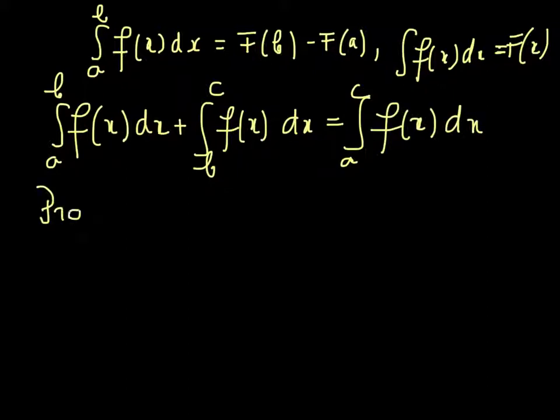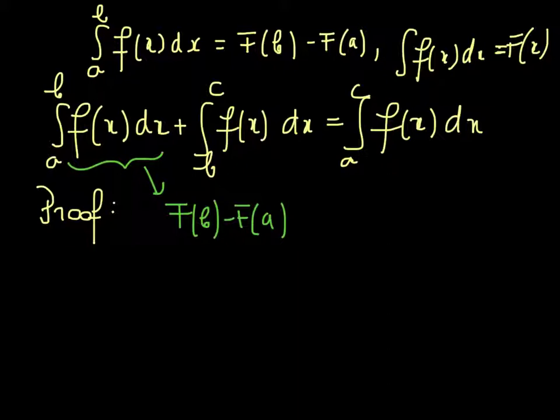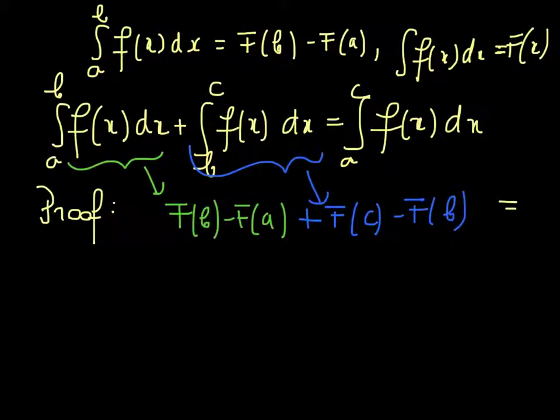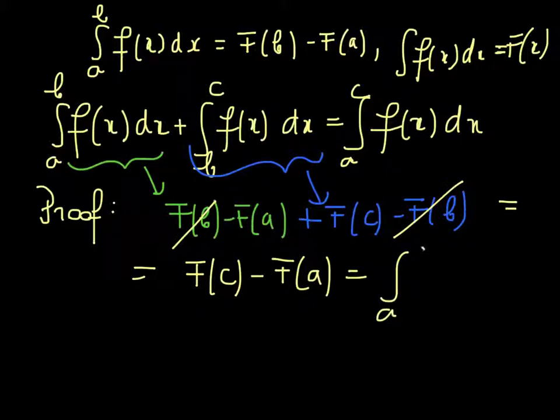Proof. As you can see, the first integral is F of b minus F of a. The second integral is F of c minus F of b. F of b and minus F of b cancel, so we get F of c minus F of a, which is integral from a to c of f of x dx. So that's how I add two integrals if the upper limit of the first one is the same as the lower limit of the second one.